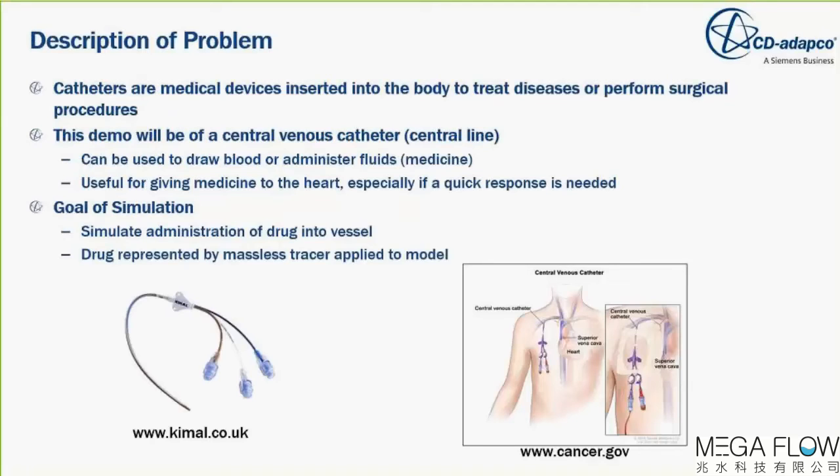So just a description of this problem. This is a catheter that we're trying to model. The specific demo is of what's called a central line, which can be used to either draw blood or administer fluids or medicine. And in this model, we'll actually be simulating drug insertion into the vessel, which will be represented through a massless tracer.